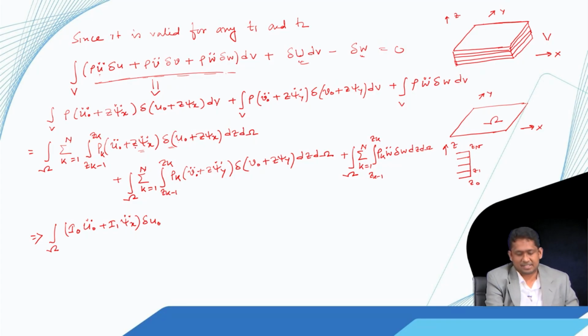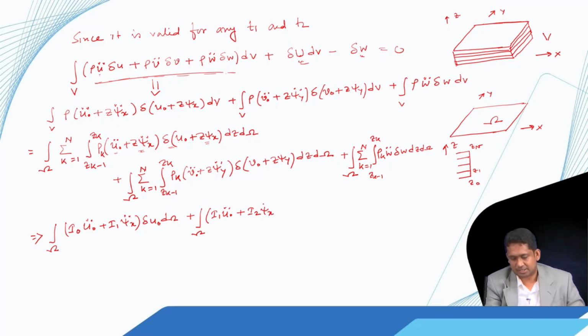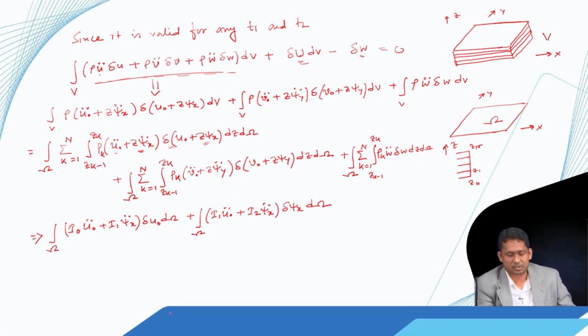So, because we have z here, z into rho k integrated and summed up gives me I1, and this is d omega. Now, let us take this term common and multiply with this, and that will give me I 1 u 0 double dot plus I 2 psi x double dot into variation of psi x d omega. If I multiply z psi x double dot with z psi x, we get z square, and z square into rho k on being integrated and summed up gives me I 2.